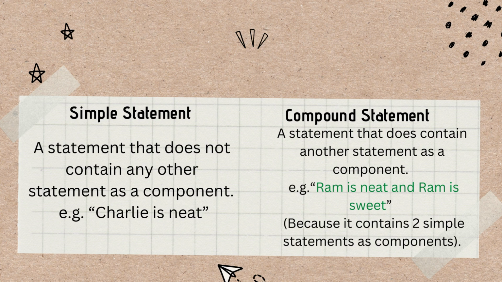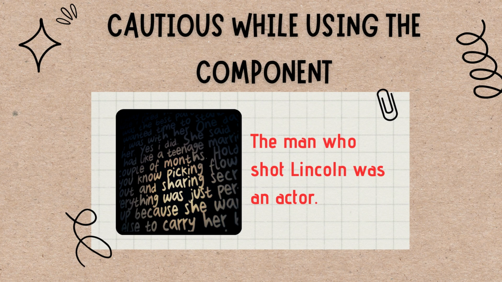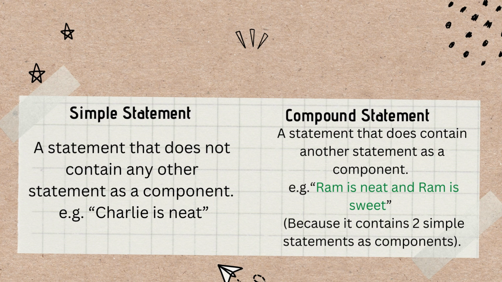But we have to be cautious while using these components in compound statements. Let's take an example: The man who shot Lincoln was an actor. This example has two meanings in it. One is that the man who shot Lincoln was an actor. The other meaning it gives is that Lincoln was an actor. So we should avoid sentences like this in compound statements, which lead to invalid arguments if we use components like this in compound statements.